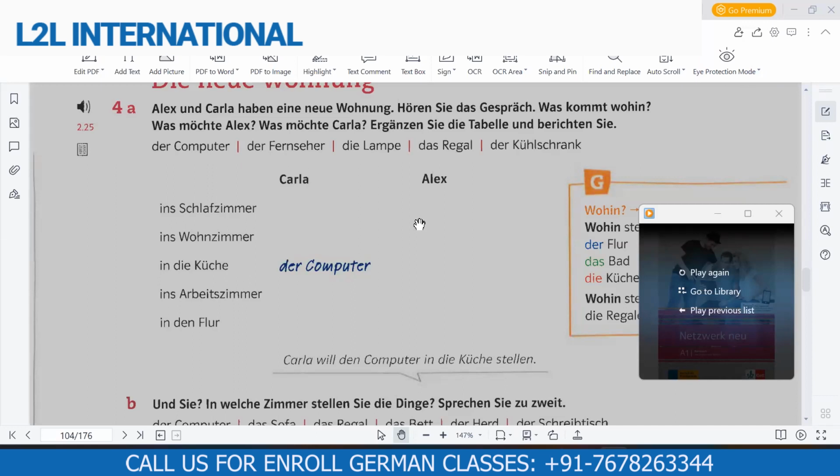Die Arbeit. Im Arbeitszimmer, richtig? Then, what else does Carla want to keep in the Schlafzimmer? Fernsehen, okay, aber Alex wants to keep the Fernseher im Wohnzimmer. Wohnzimmer, richtig? What about their Kühlschrank? Where she wants to keep it and where he wants to keep it, Ashwin?